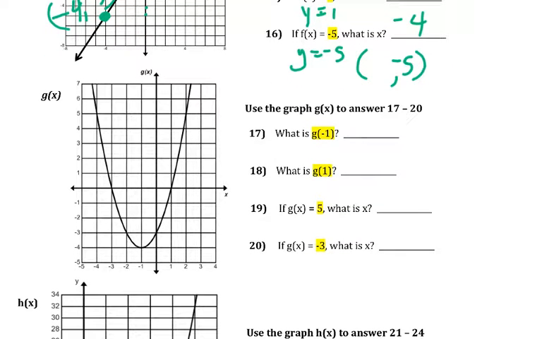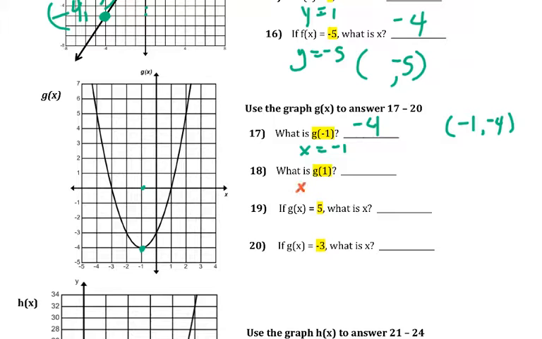It says, what is g of negative 1? So that means when x is equal to negative 1. So the ordered pair I'm looking at is negative 1, something. So you're going to go to negative 1 on your x-axis, and then you're going to come down here, and you're going to find that it is negative 4. So that means that negative 1, negative 4 is on your graph. So when x is negative 1, g of negative 1, or our output, is negative 4.